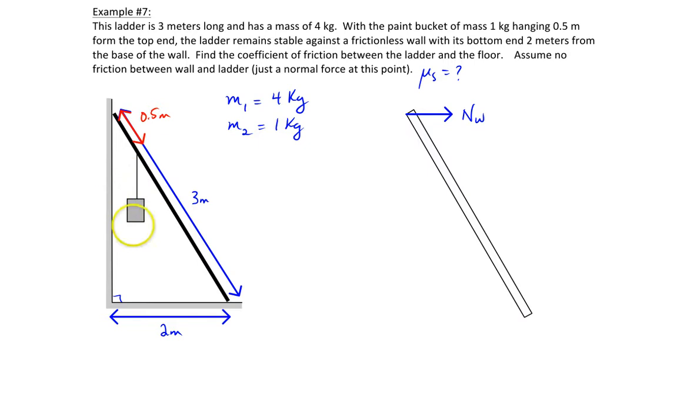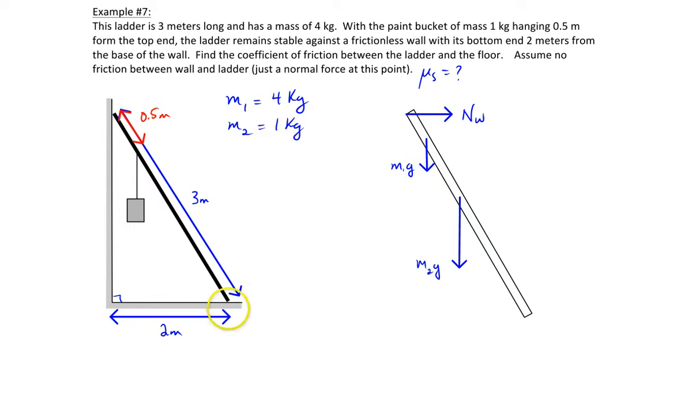Then we have this bucket that is pulling down. It has a mass of 1 kilogram and it's 0.5 meters away. So I'm going to draw that force, that little force right here. And now I'm going to show the other force. This is the weight of the ladder, which is acting at the center of gravity.